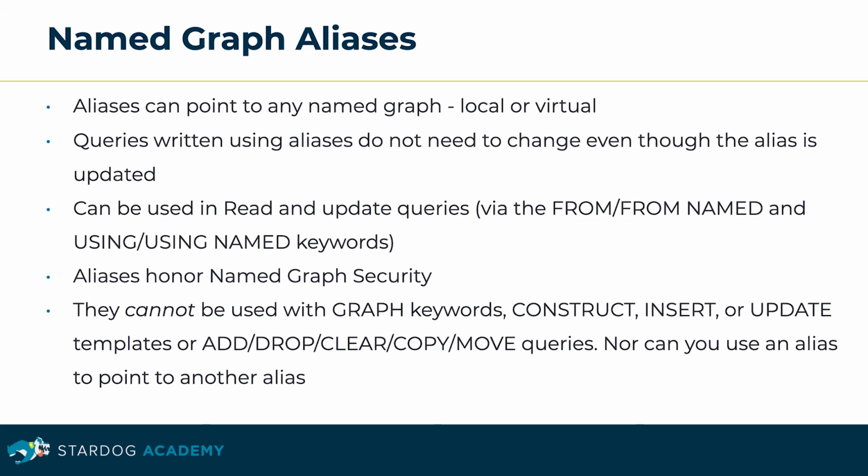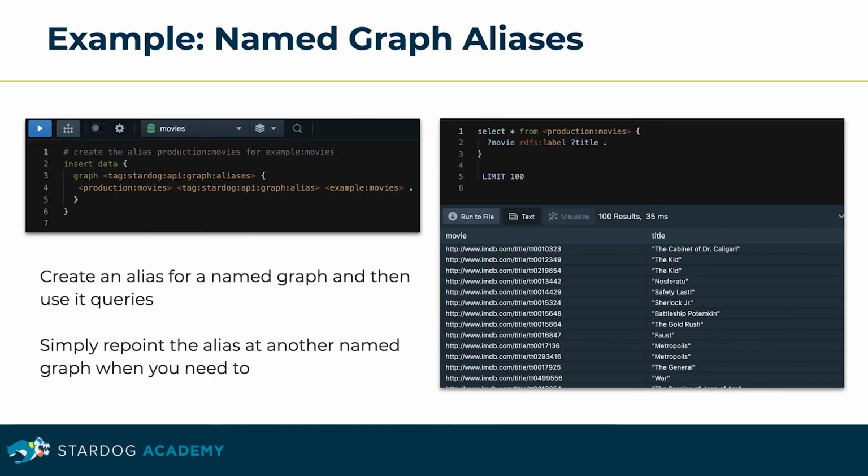In order to enable named graph aliases, please set the database option graph.aliases equal to true. Let's look at an example. We can create an alias for a named graph and then use it in queries. When you need to, simply repoint the alias at another named graph and continue to use it in your queries. The alias will now refer to the new dataset. This concludes the section on named graph aliases.